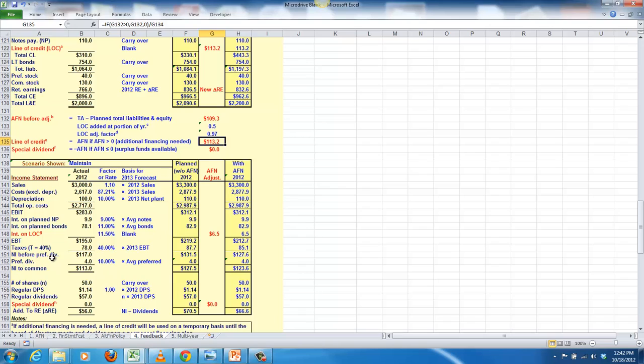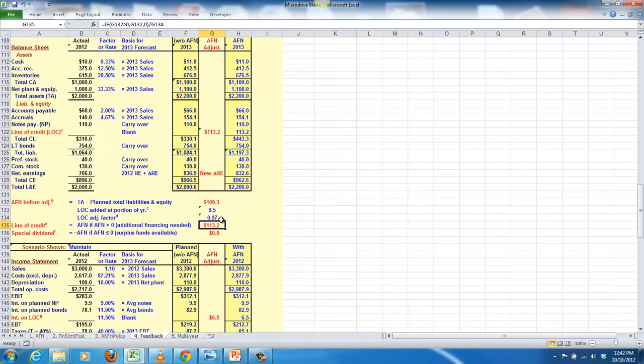So C148 is our interest rate of 11.5%. And so what this does is it calculates approximately the amount of interest that's going to be accrued on that line of credit based on the amount last year, which was 0, and based on the amount that we're going to take out. And so it's an average. We're taking 0.5 multiplied by that line of credit we're going to take out, and we're charging interest on it. So that's what's going on there.